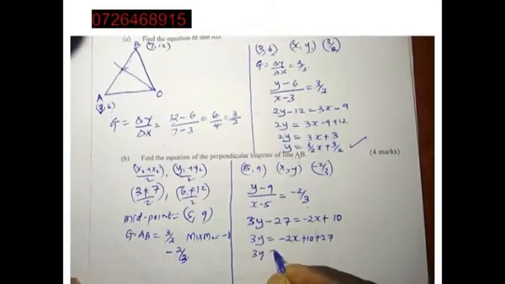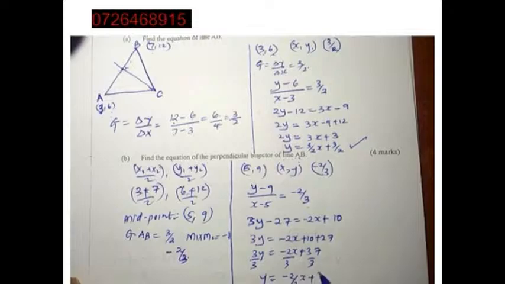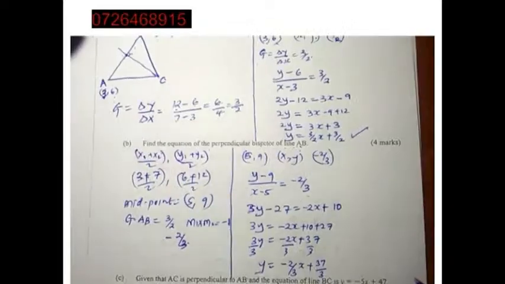3y itakuwa -2x plus 37. Divide both sides by 3. So y is equal to -2/3x plus 37/3. And that is the equation of the perpendicular bisector of AB.